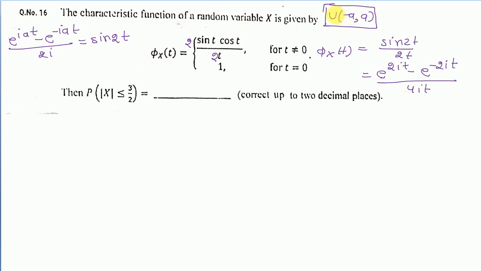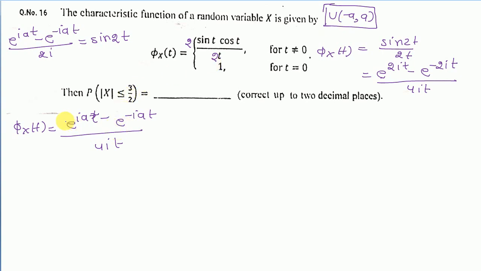Now why did I say to recall the characteristic function of this particular form of uniform distribution? Because now we will use this concept. See, for this particular question, the characteristic function is written as e raised to power iota at minus e raised to power minus iota at upon 4 iota t. So this is how we can write the characteristic function for this particular uniform distribution.